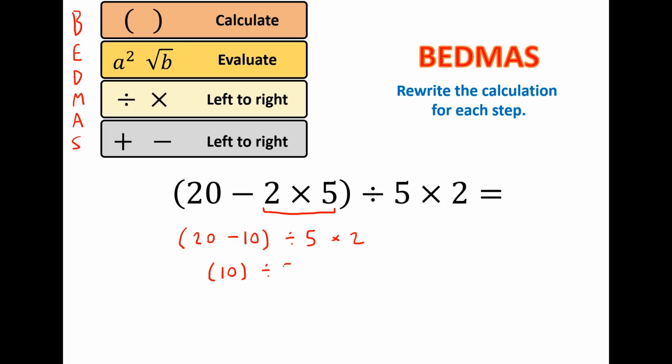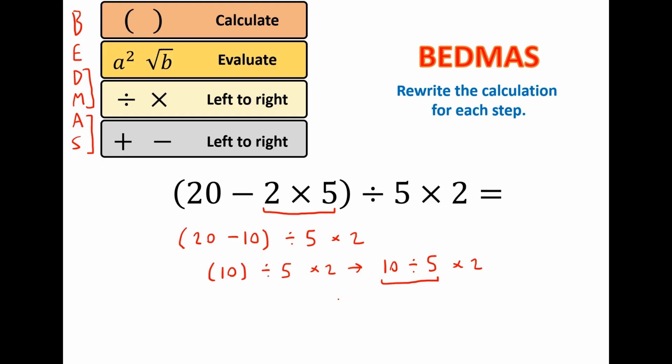Now that I solve what's in the brackets, I technically don't need the brackets anymore, and I can simply write this as 10 divided by 5 times 2. According to order of operations, it doesn't matter if it's division or multiplication first. They have the same priority. We just go left to right. So because division happens first from left to right, we solve that first.